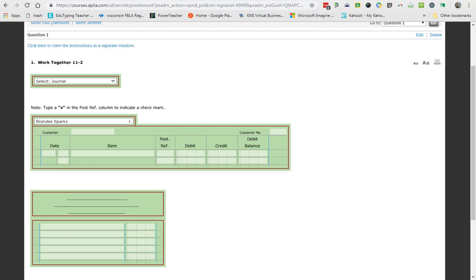The first thing that they're going to have us do in our directions is open up an account with a balance. So the only time that we write anything in the item column is when we have a balance.